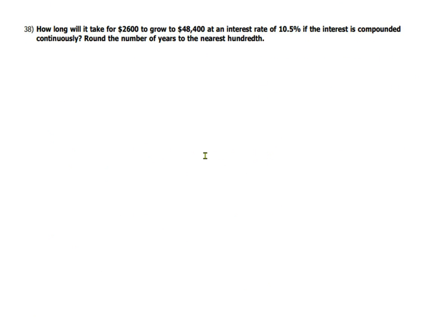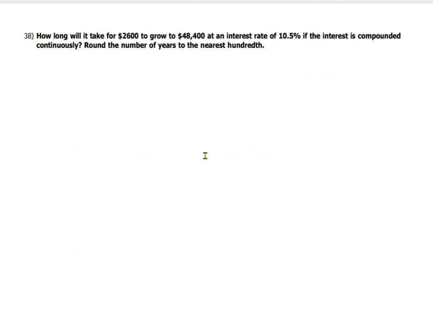And then the last problem: how long will it take for $2,600 to grow to $48,400 at an interest rate of so on. So this was our future value formula. What was it? A equals, I'm trying to remember, P e to the rt. I can't remember. This is what it is in another class, but I can't remember what the formula was. Did I write it down? No, I didn't write it down.